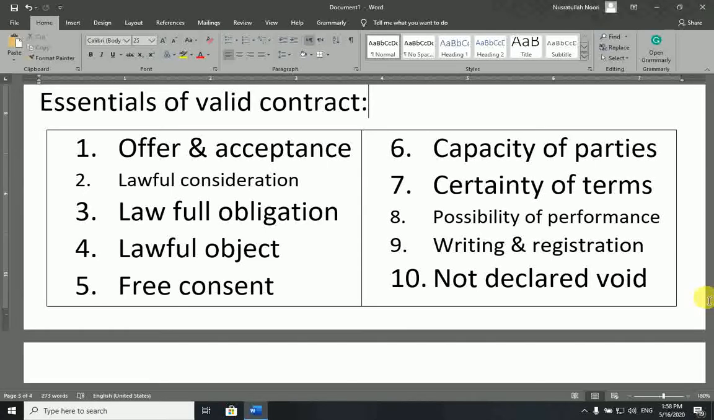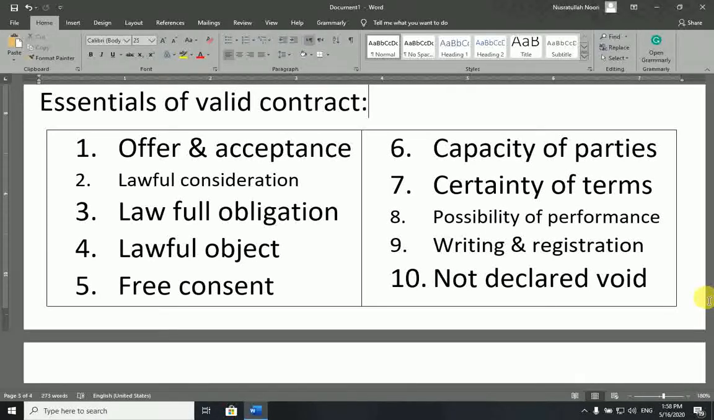The third one is lawful obligation. We studied that when an agreement comes into existence, this agreement gives obligations to both of the parties. So these obligations should be lawful. They should not be unlawful, right? And obligations are duties and responsibilities.